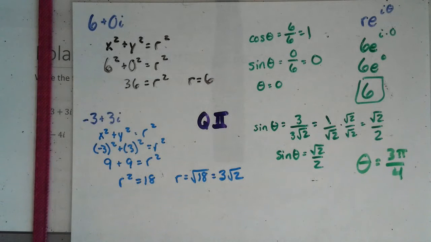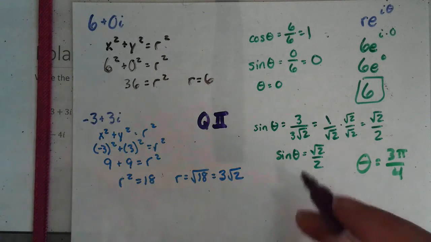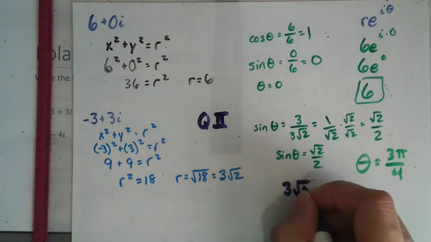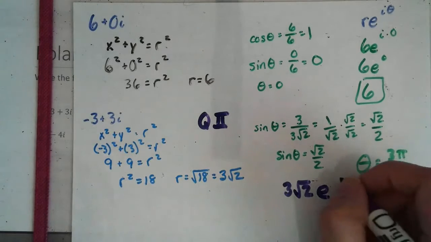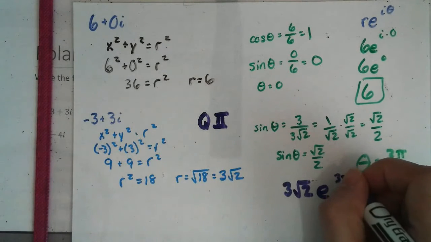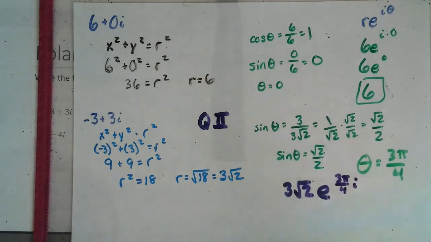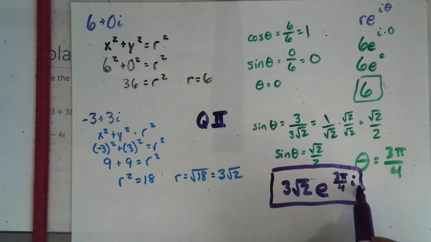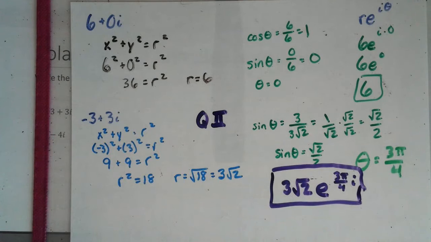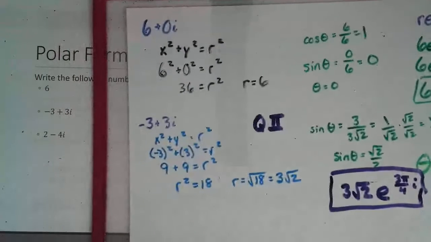So if I write this in re to the i theta form, I have r, which is 3 times the square root of 2, e raised to the i times 3 pi over 4. I'm just going to write my 3 pi over 4 first. So this is 3 times the square root of 2, e to the 3 pi over 4i. We're going to look at one more. We're going to look at 2 minus 4i.